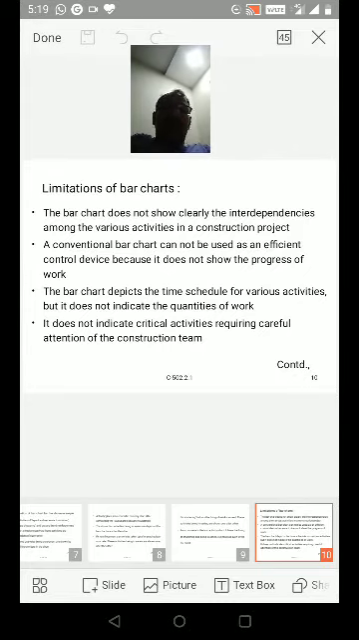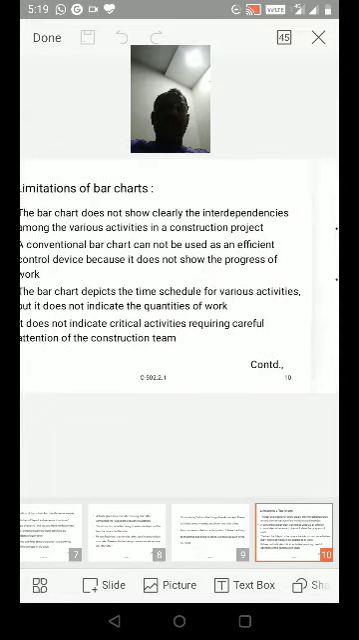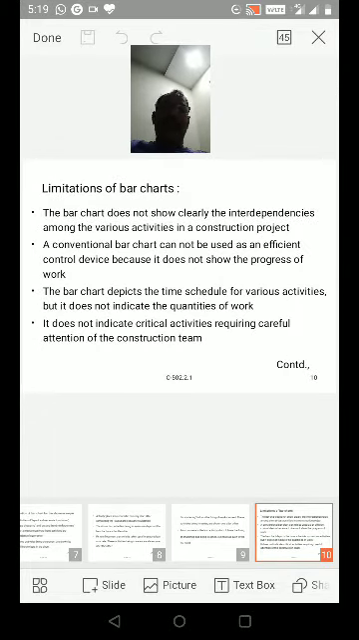A conventional bar chart cannot be used as an efficient control device because it does not show the progress of work. The bar chart depicts the time schedule for the various activities, but it does not indicate the quantities of work.